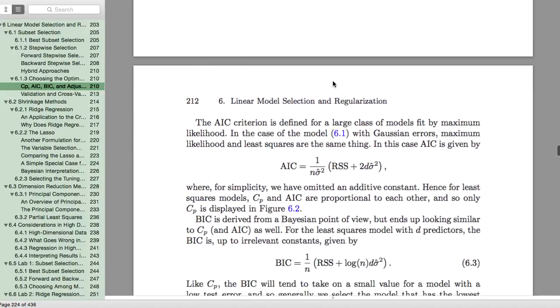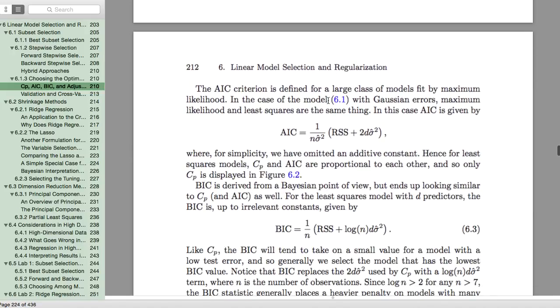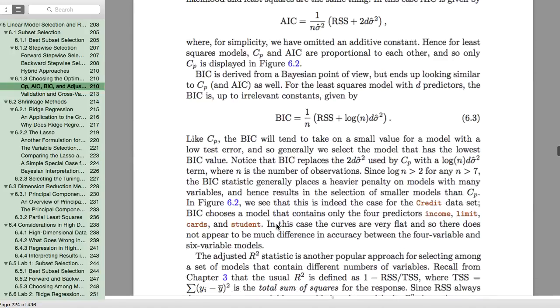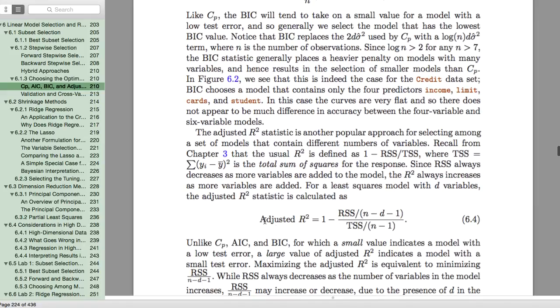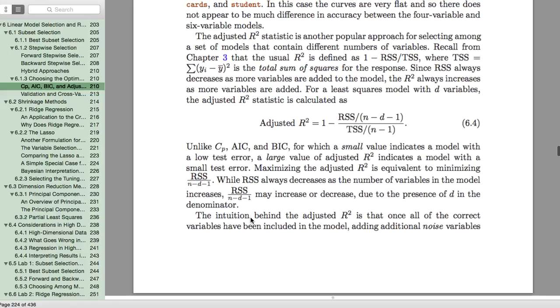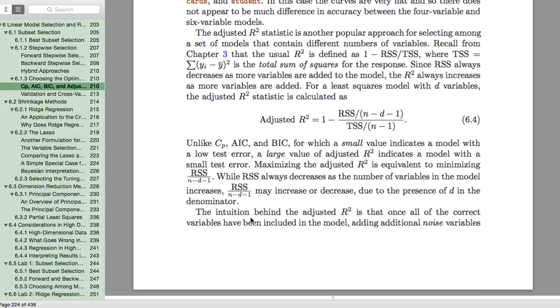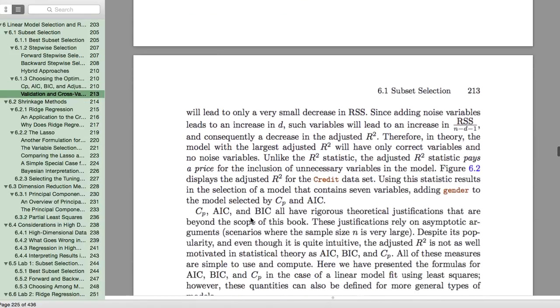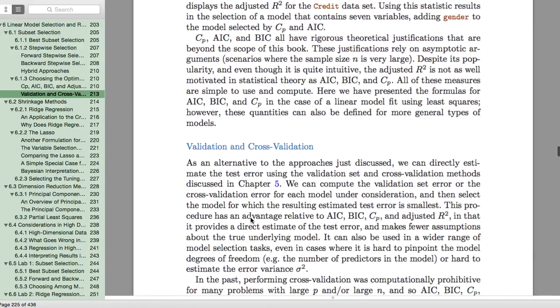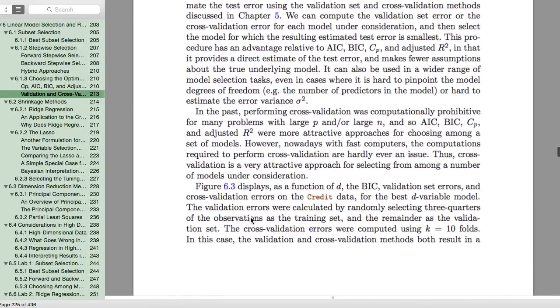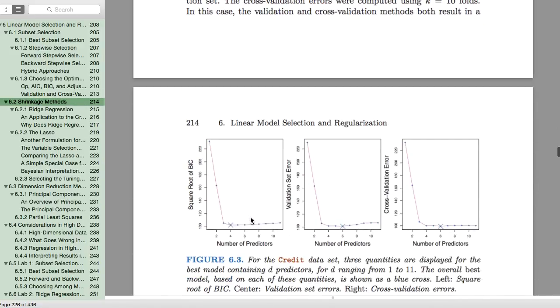And they keep saying it's beyond the scope of this book for each one of these, proving why. So I think it's relevant to know that Cp, AIC, and BIC all can be proven to be optimal. Adjusted R squared can't. There is no proof associated with that, and those proofs are beyond the scope of the book anyway. So that's it. Oh, God, I almost forgot about validation and cross-validation.